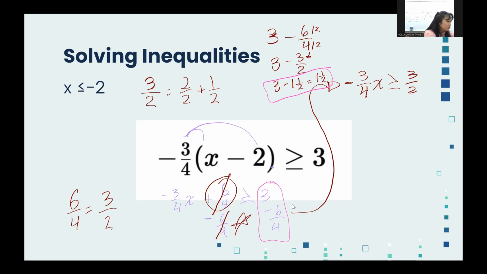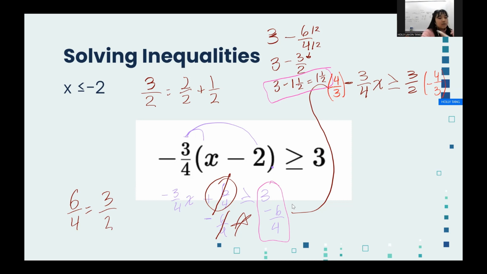Let's do multiplication of the reciprocal. We're gonna multiply both sides by the reciprocal of what we're trying to get rid of, because we're trying to get x by itself. So we want to get rid of the negative 3/4 term. Okay. So multiply by negative 4/3 to both sides.